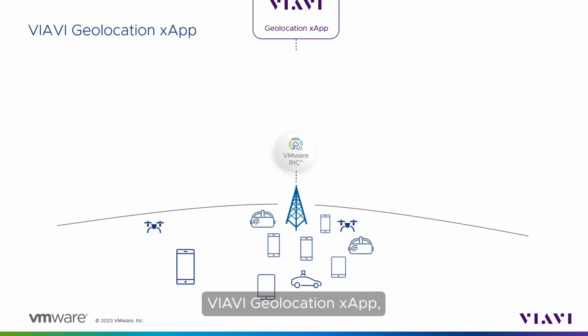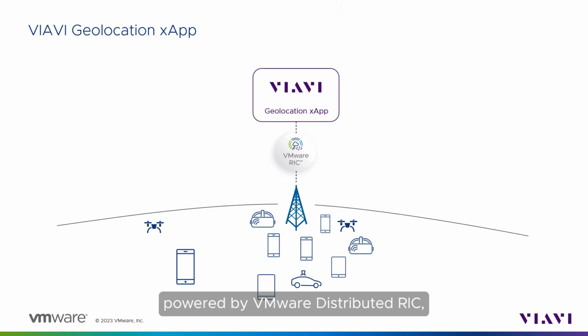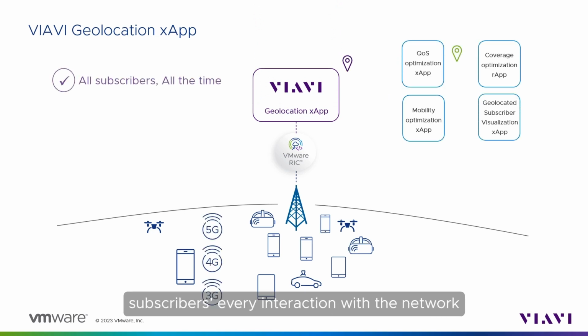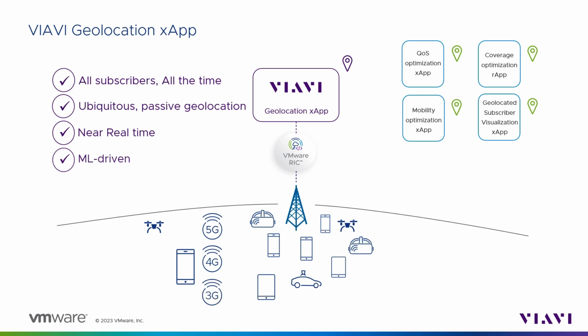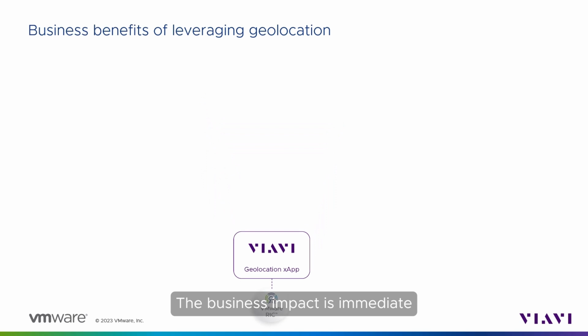VIAVI Geo Location xApp, powered by VMware Distributed RIC, unlocks the power of location intelligence for RAN automation and optimization. VIAVI's xApp accurately geolocates subscribers' every interaction with the network to provide location as well as subscriber-centric KPIs for consumption in the near real-time domain. The business impact is immediate.